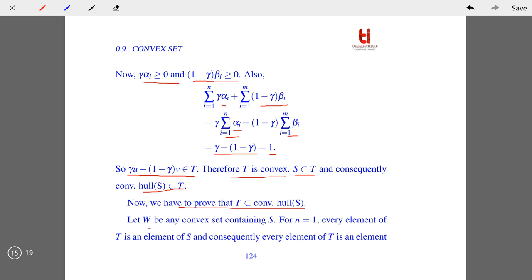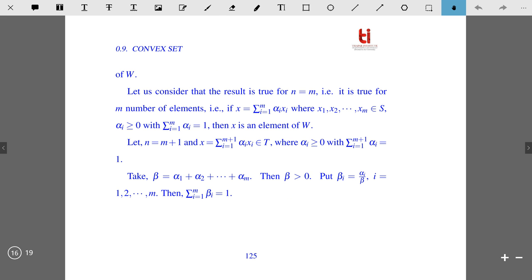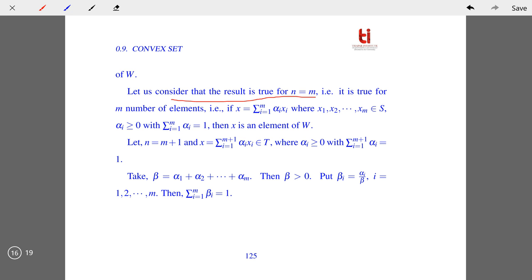So let W be any convex set containing S. For n equals 1, every element of T is an element of S, and consequently every element of T is an element of W. So let us consider that the result is true for n equals m, that is, it is true for m number of elements. That is, if x equals the summation of alpha i xi, where i is from 1 to m, with x1, x2, and so on, xm belonging to S, alpha i's positive, and the summation of alpha i equal to 1, then x is an element of W.